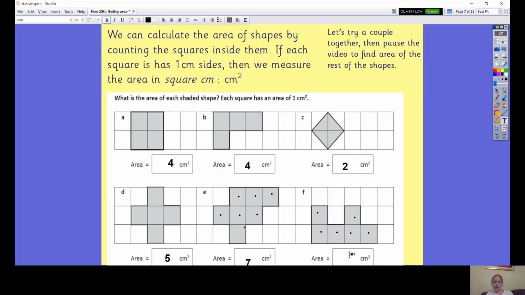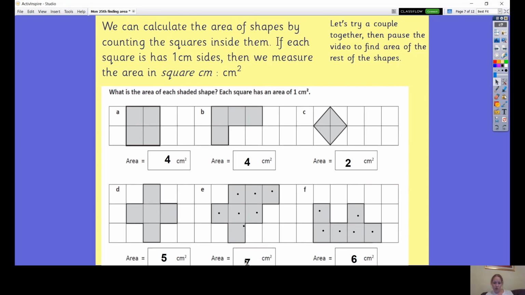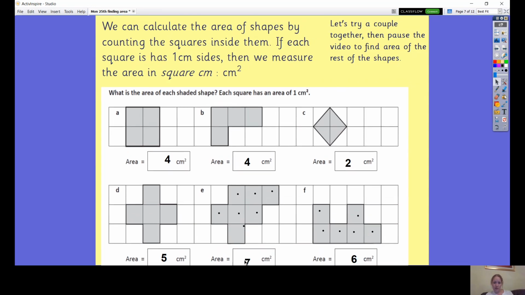So hopefully you managed to count those. I should have probably said at the start, but you don't need to draw out all these shapes, okay? You just need to write down the letter of the shape. So you could write E equals 7, F equals 6, C equals 2, like that. Okay, so just always assume that's what I want you to do on these. You should never be having to draw out all the shapes unless I particularly tell you to.